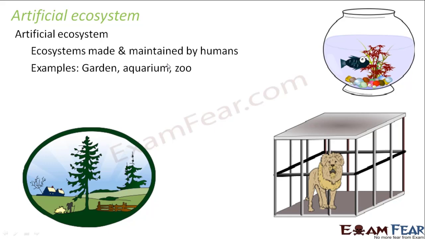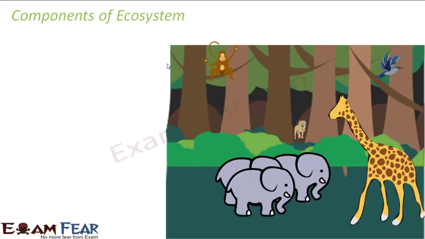Even in zoo, you have so many varieties of animals, right? Those animals depend on the other animals present in the zoo for their food. Not only for food, they also depend on the other components of the zoo, like the temperature of the zoo, the air of the zoo, the soil of the zoo, the water present in the zoo. They depend on all these things for their survival. So artificial ecosystem would include garden, aquarium, zoo. Right? So basically these were the two types of ecosystem, natural and man-made.